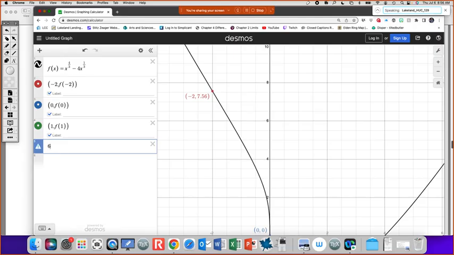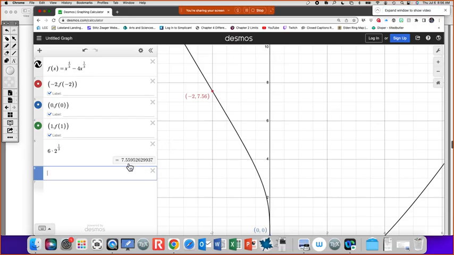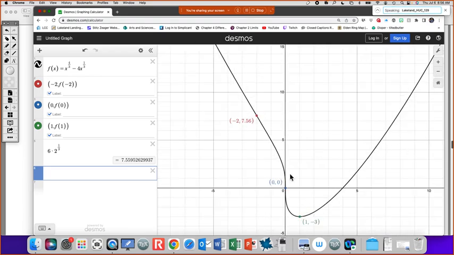And let's check here, what's 6 times the cube root of 2? Check our decimals here. So notice we had 6 cube root of 2. That's roughly 7.559. Desmos is reading that as, so that checks. And that checks everything else.